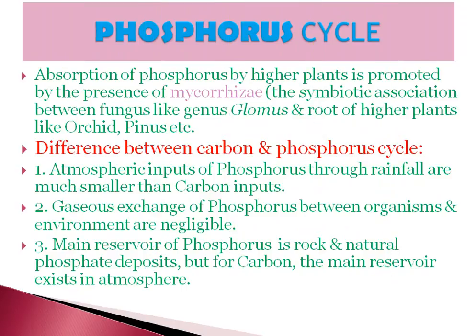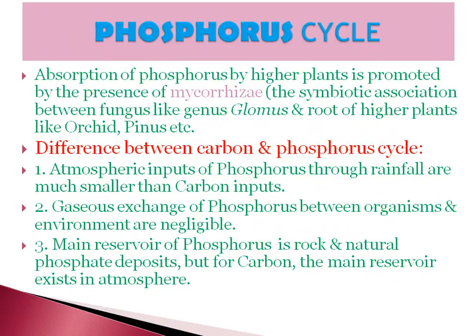Absorption of phosphorus by higher plants is promoted by the presence of mycorrhiza. Mycorrhiza is symbiotic association between fungus and root of higher plants. Most common genus of fungus in mycorrhiza is Glomus and most common higher plants are orchid, Pinus, etc.